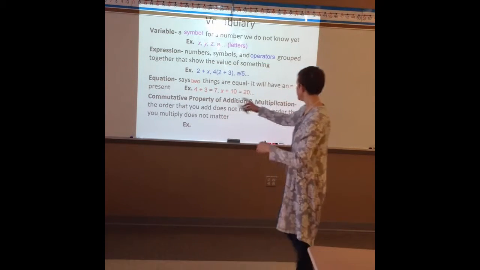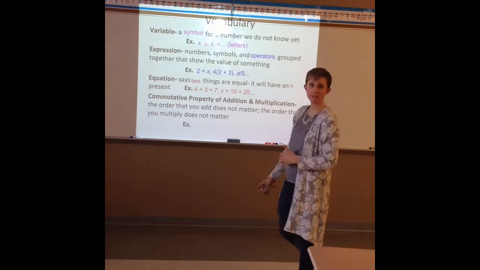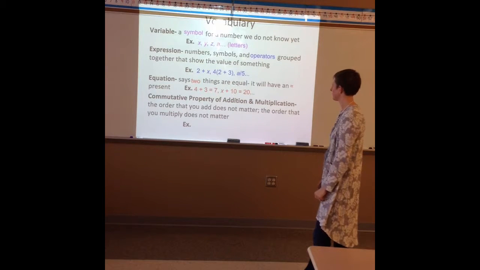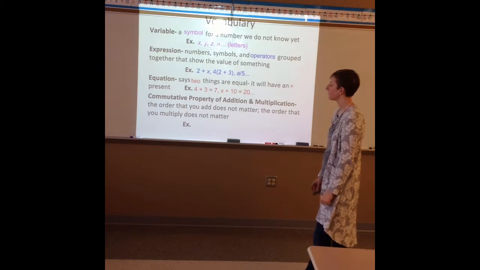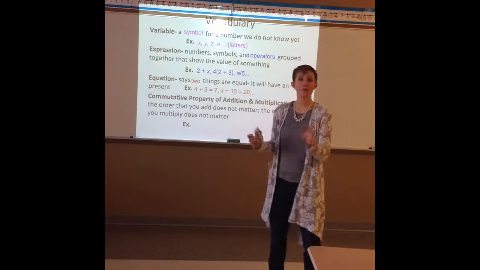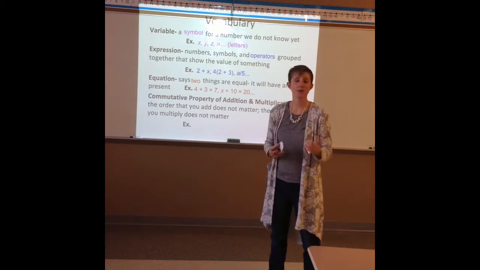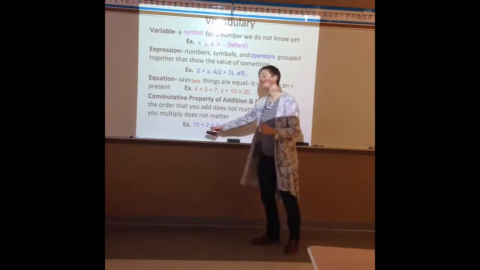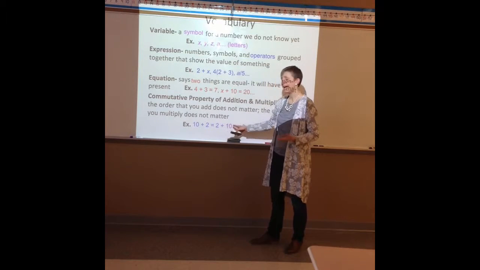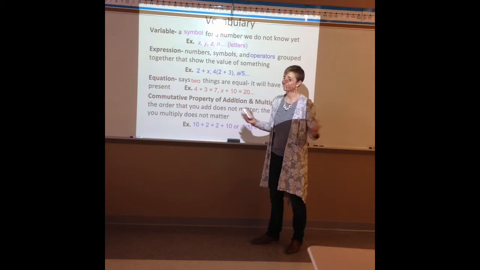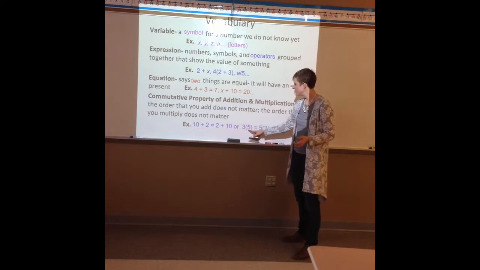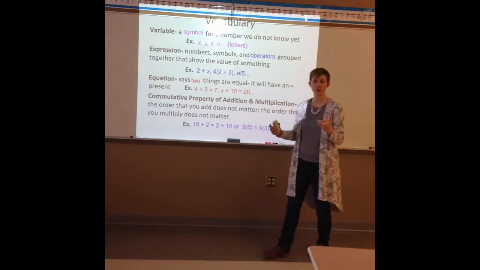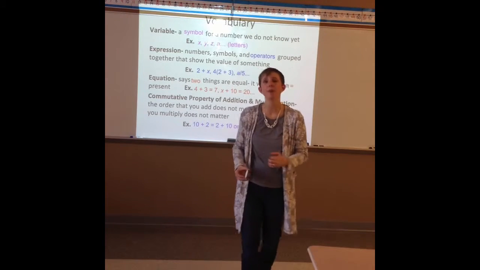The last part is already all defined for you, but I will give you the example. So please read through the definition. So what it's saying is the order that you add, it doesn't matter. And also the order that you multiply doesn't matter. Here are some examples to make that a little bit more clear. 10 plus 2, I'm adding, right? That is the same as 2 plus 10. I can switch the position of 2 and 10, and the sum is still the same. 3 times 5, it has the exact same product as 5 times 3. I switched the order of the factors 3 and 5, and the product didn't change. That's what that property is saying.